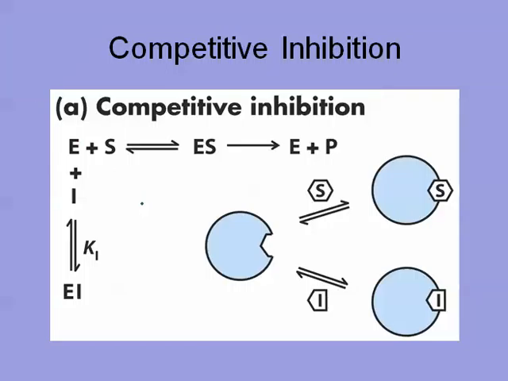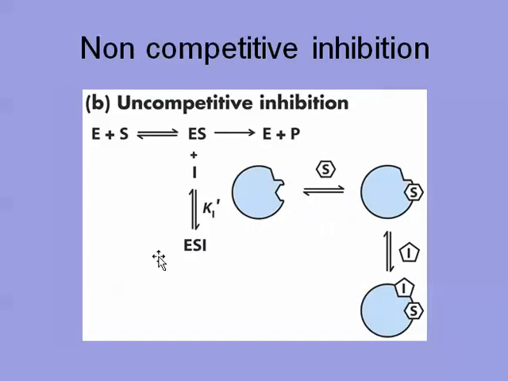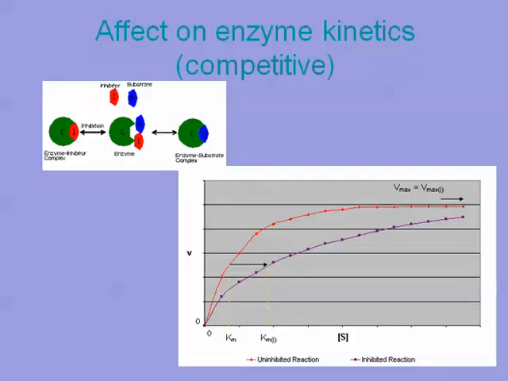Now enzymes can be inhibited, and there's two types of inhibition to look at. Competitive inhibition, where our inhibitor has a similar shape to the substrate, and it's competing for the same active site. Can also get non-competitive inhibition, where my inhibitor is binding somewhere else on the protein, something called an allosteric site, and it's changing the shape of the active site and maybe stopping the catalysis from taking place.